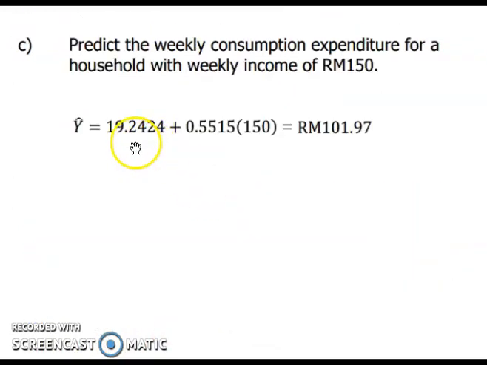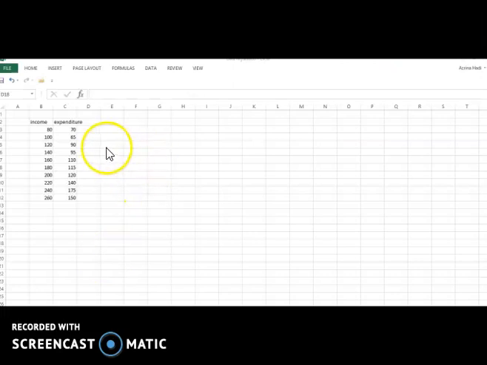Once you know your B0 and B1, you can put a value of X here in order to predict the average value of consumption. So if the income is 150, you replace X with 150 and solve this, and you get the estimated or predicted Y of 101.97.